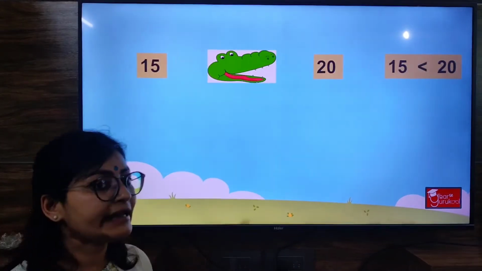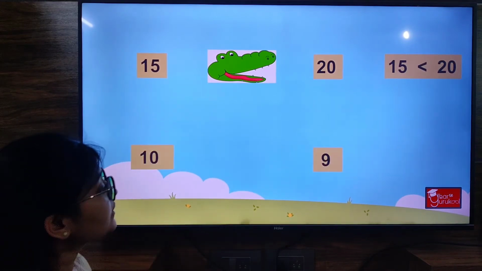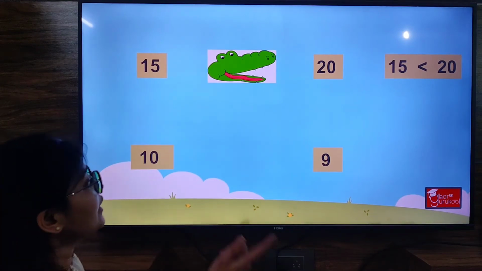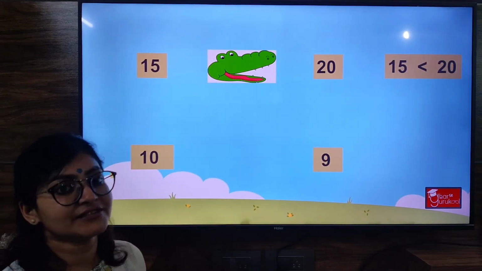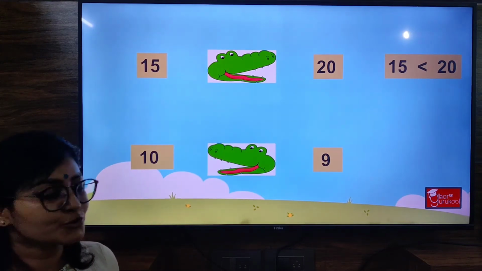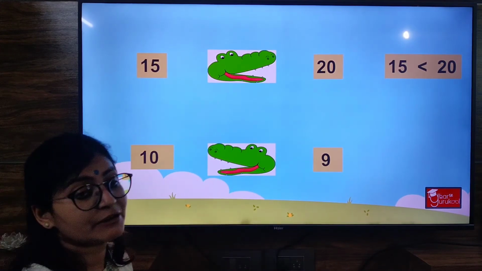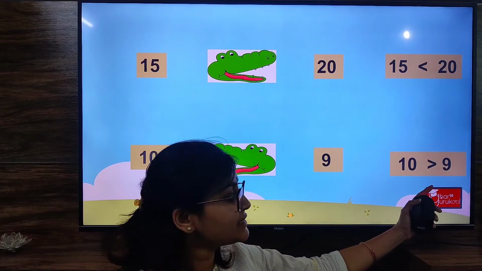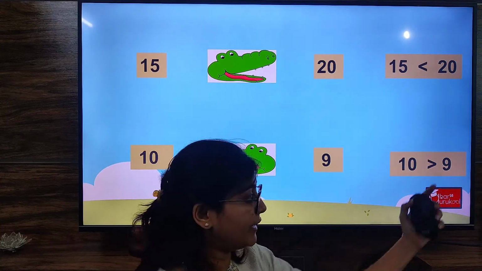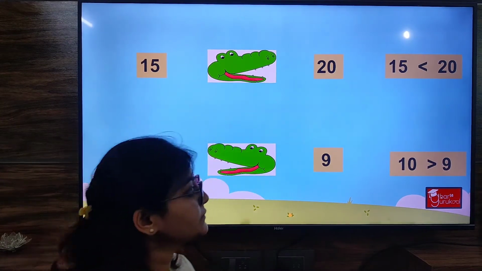Now, I again gave two numbers to Mr. Alligator and they were 10 and 9, and this time I gave the bigger number on the left hand side. And what did he do? He opened his mouth towards the bigger number this time again. And this can be written like this. So it says that 10 is greater than 9 or 9 is smaller than 10.